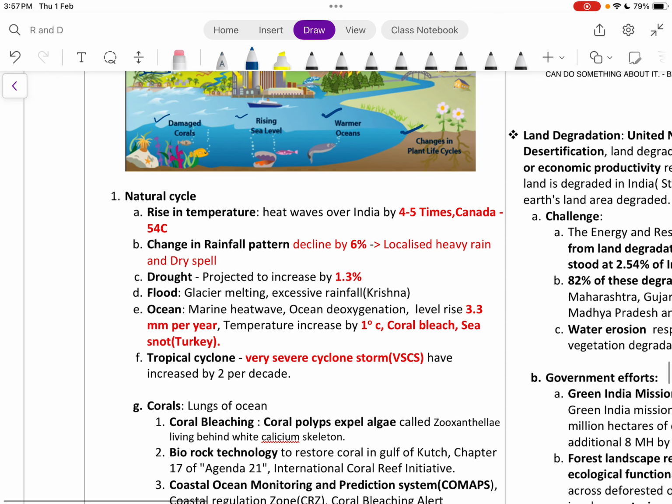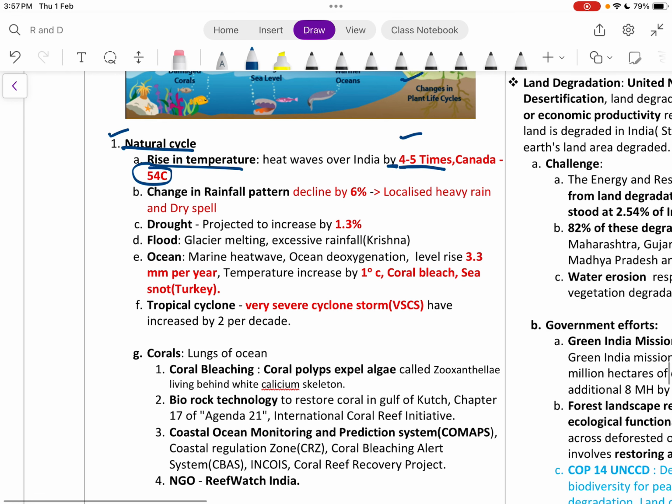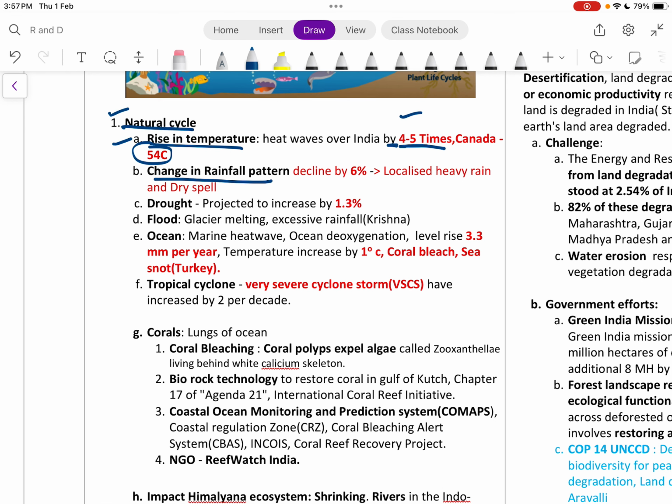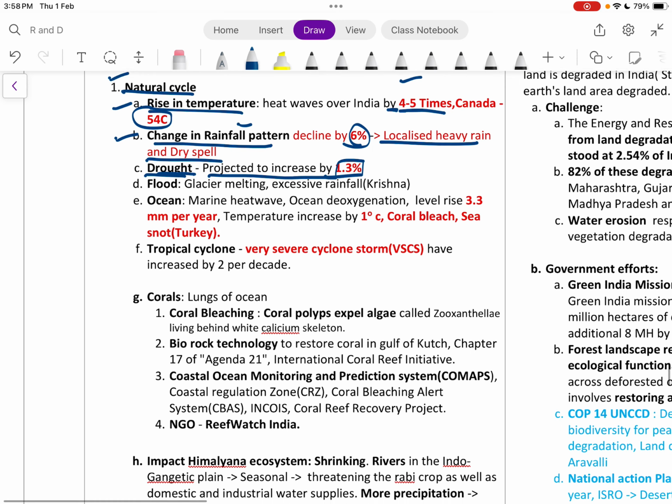What impact does it have on natural cycles? The rise in temperature: heat waves over India are 4 to 5 times higher. Canada almost had a 54 degrees Celsius temperature. Imagine, in Canada, 54 degrees Celsius is very high. Changes in rainfall pattern: declined by 6%, localized heavy and dry spells. Drought is projected to increase by 1.3%.